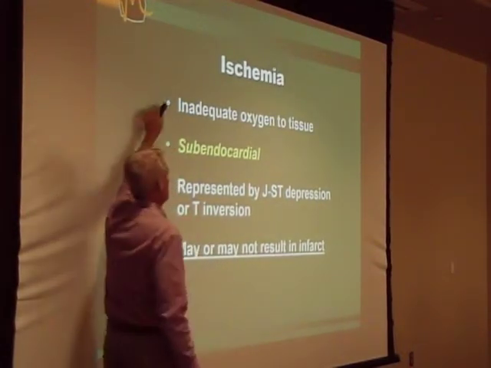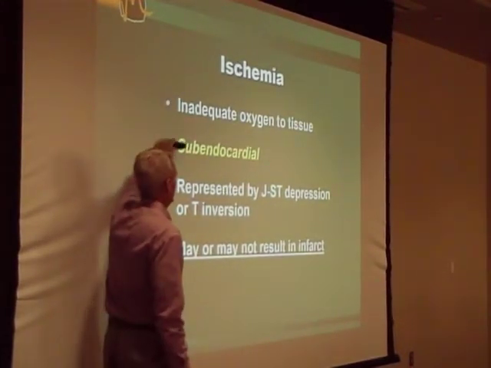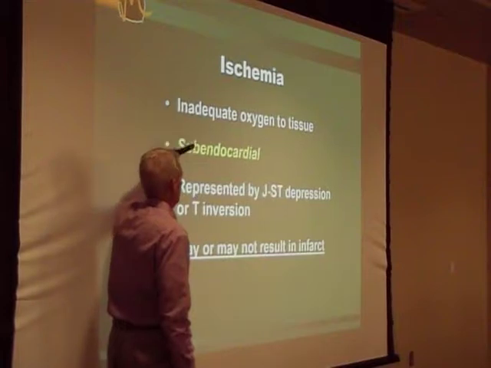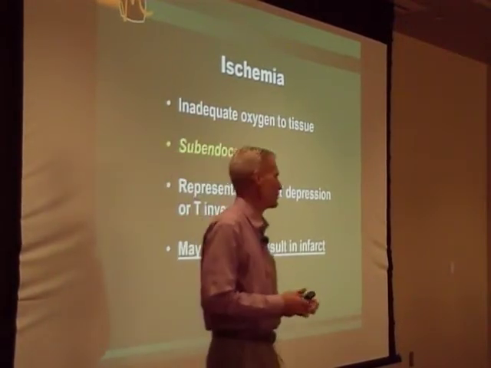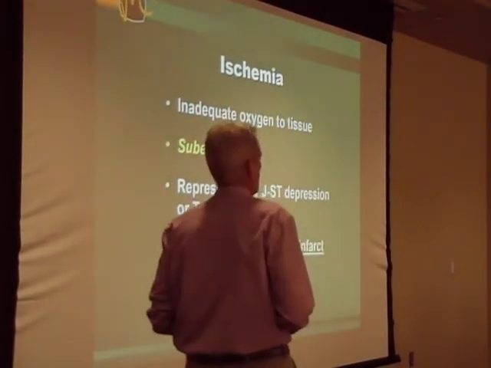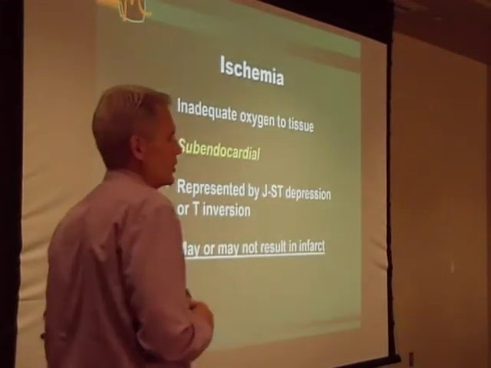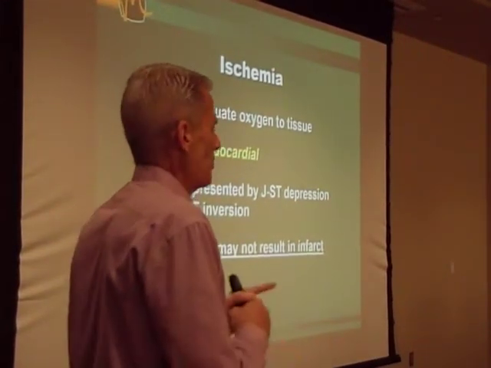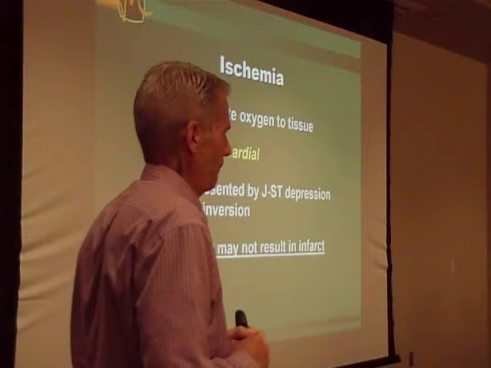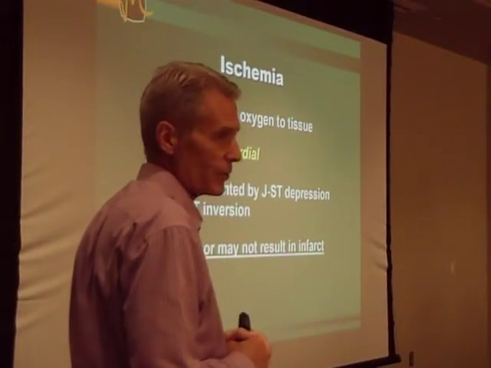So ischemia we know is inadequate oxygen in the tissue. It's subendocardial in nature, usually represented by J-point ST segment depression, T-wave inversion. The question is, is that person infarcting? Can we answer that question?